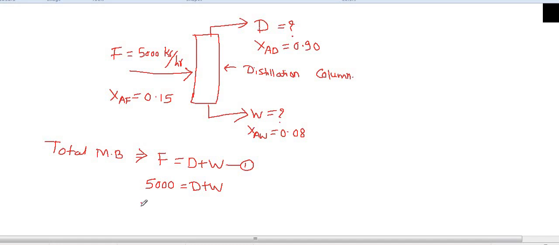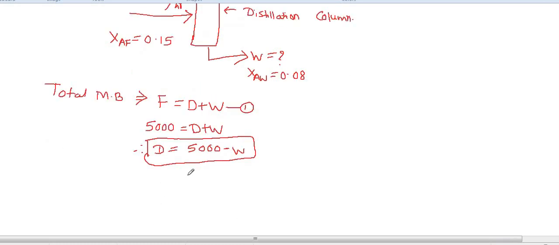And from this you get D is equal to 5000 minus W. Okay, so this particular value of D now we are going to use in the second equation, which is the component material balance. Now we write down the component material balance.